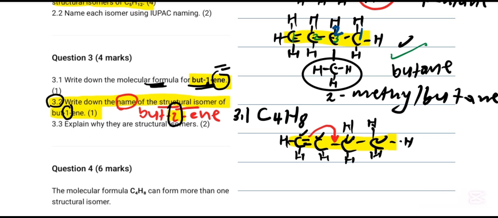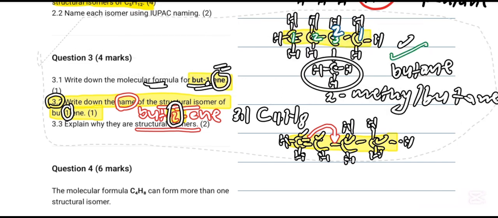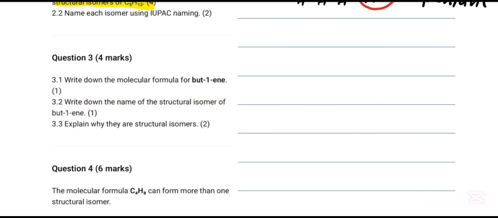Let's do the next question. Explain why they are structural isomers. So this question says define structural isomers. So you will say they have the same molecular formula but different structural formulas. Then you will be able to answer this question. Let's quickly go to question 4.